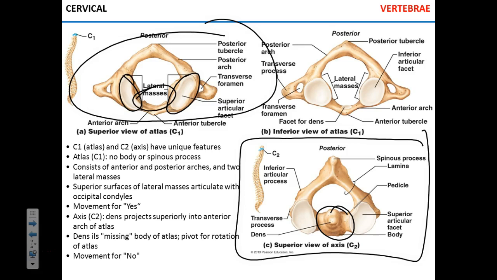This is the C1 and C2 articulating. Can you see the dens? Imagine that there is a ligament around it, surrounding it. What essentially the dens provides is a pivot. It's a pivot for the head rotation. Dens and C2 is the vertebrae responsible for no movement. That makes sense? Good?